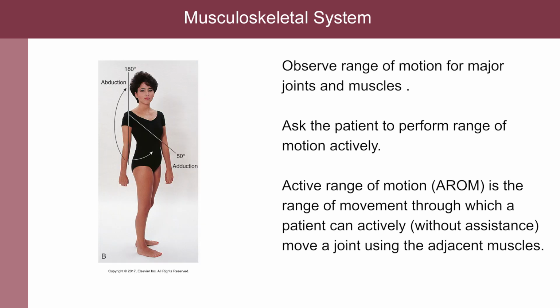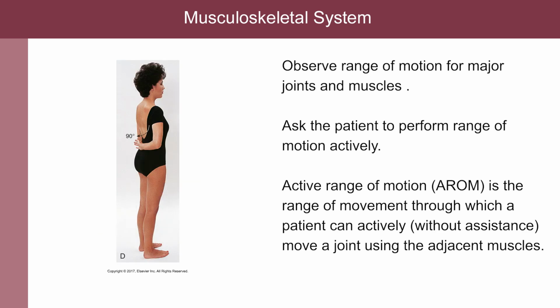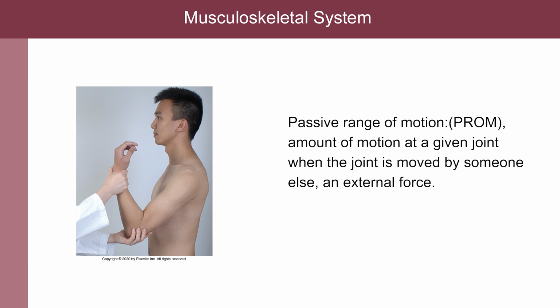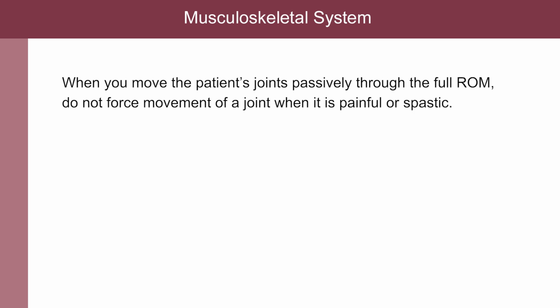When we use that term, active range of motion, it just means range of movement through which a patient can actively move a joint using the adjacent muscles. So it will be without any assistance. And when we talk about passive range of motion, this is the amount of motion at a given joint when the joint is moved by someone else. So it's external force. When you move the patient's joints passively through the full range of motion, do not force movement of a joint when it is painful or spastic.